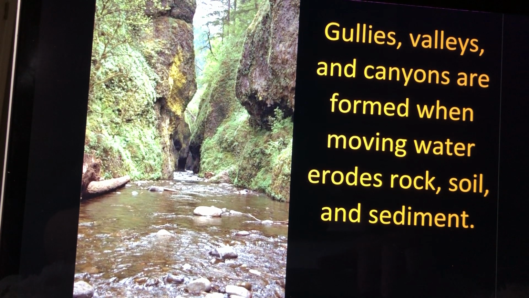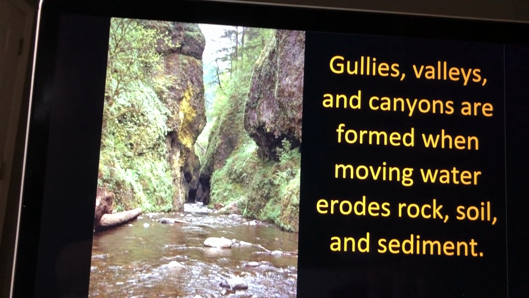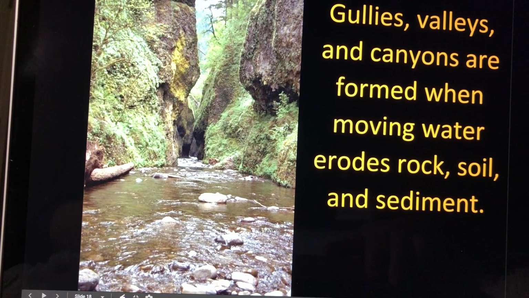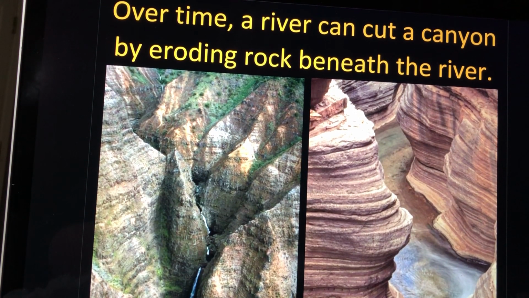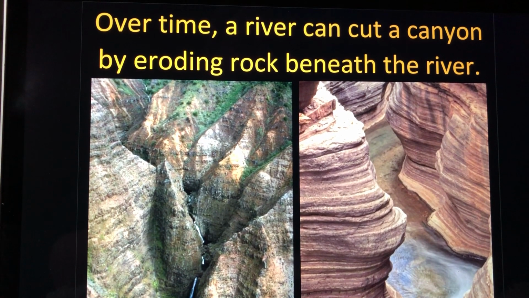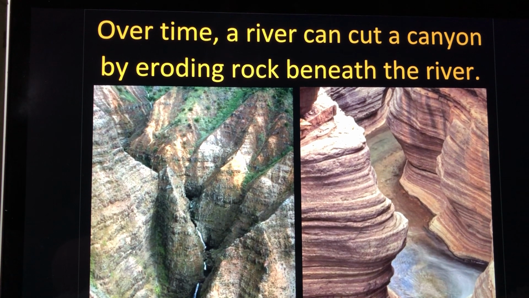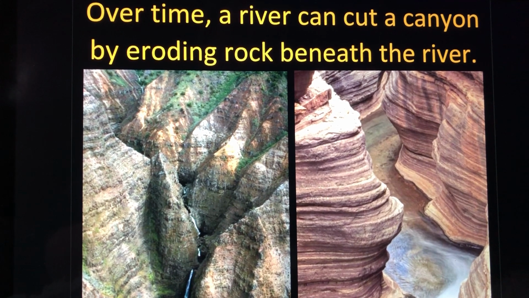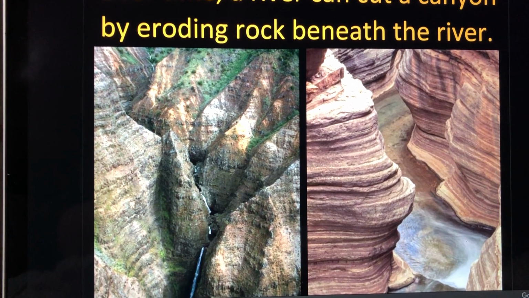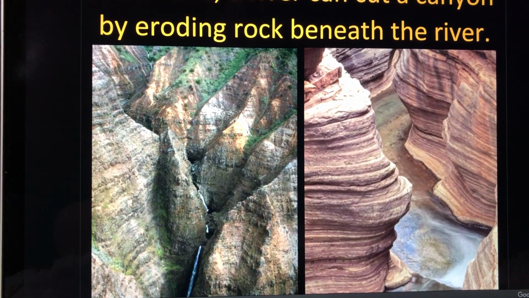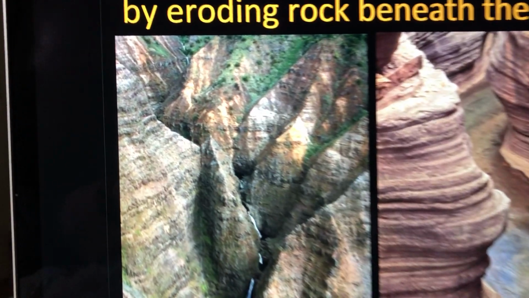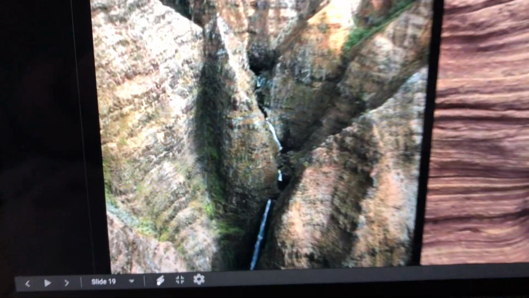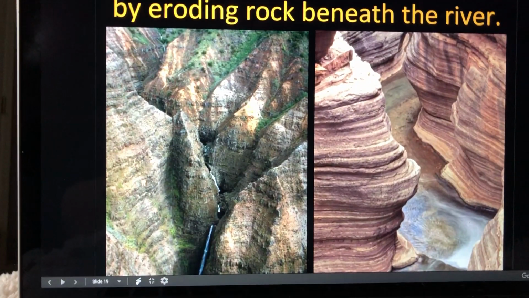That's a really cool river. Again, that's nothing that you're going to go swimming in. You can see the rocks sticking up. Nothing that you're going to go like whitewater rafting in. Over time, a river can cut a canyon by eroding rock beneath the river. I love these canyon pictures. And you can see that there's water down there. I don't know if you could see it the way that you were.